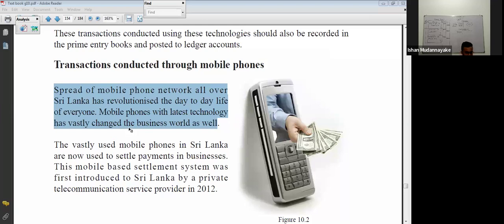Spread of mobile phone network all over Sri Lanka has revolutionized the day-to-day life of everyone. Mobile phones with latest technology has vastly changed the business world as well. Right. Without a mobile phone, now we can't live. Now it is a need, I think. Some kind of need. Yes, some kind of need. Without a mobile phone, you can't live.